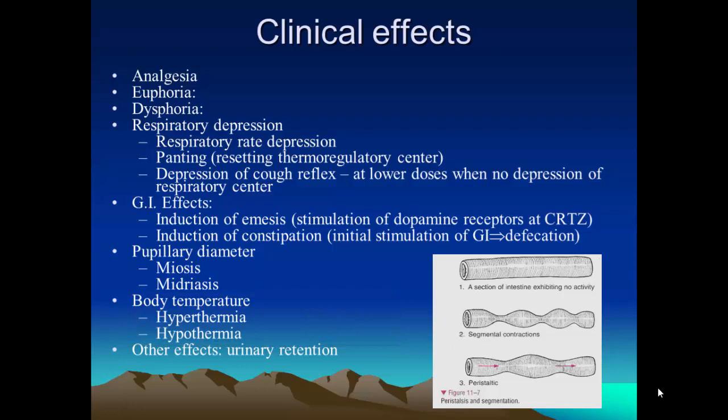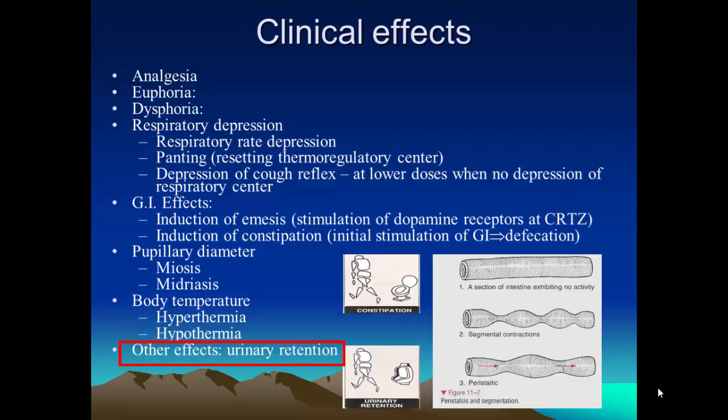And finally, it's worth mentioning that opioids can increase urethral sphincter tone, and that can explain some of the difficulties urinating.